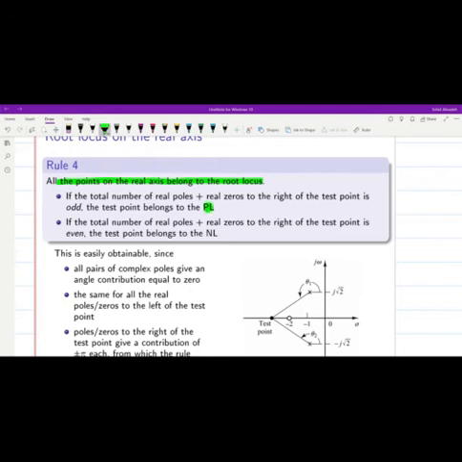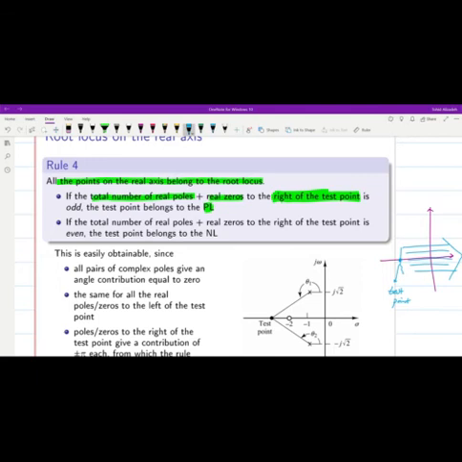Regarding the positive locus, we need to count the total number of real poles plus the total number of real zeros to the right of the test point. So you pick a point on the real axis, you call it the test point, and then you need to count the total number of real poles and zeros to its right. So if this is the test point for me, I need to count the total number of poles and zeros on its right.